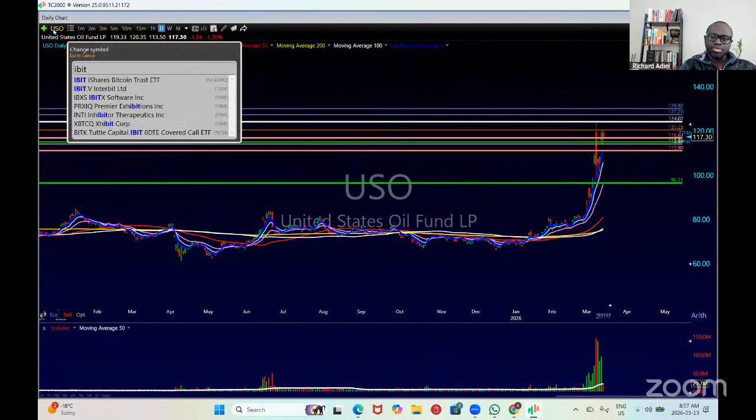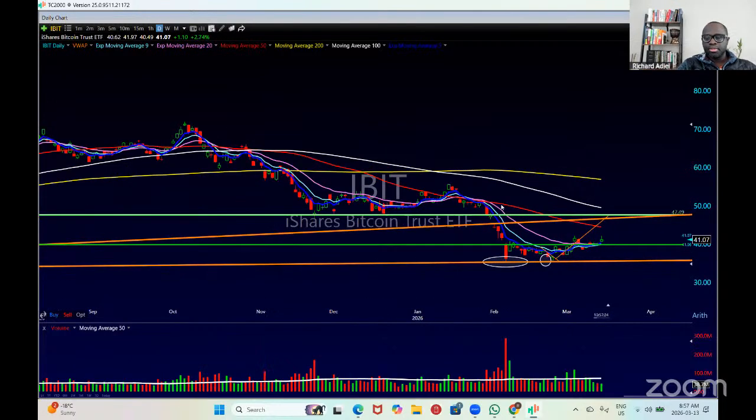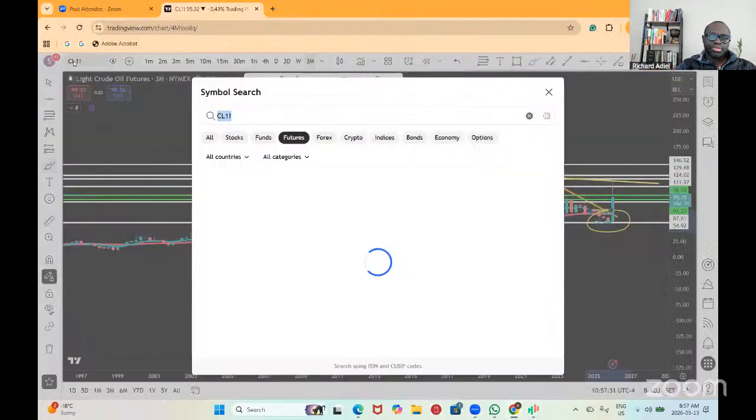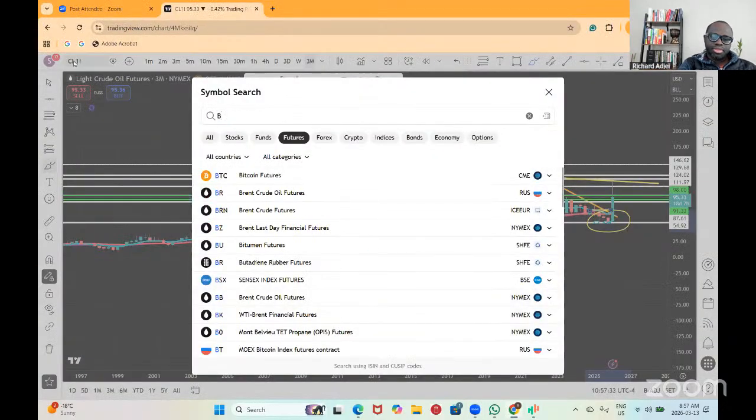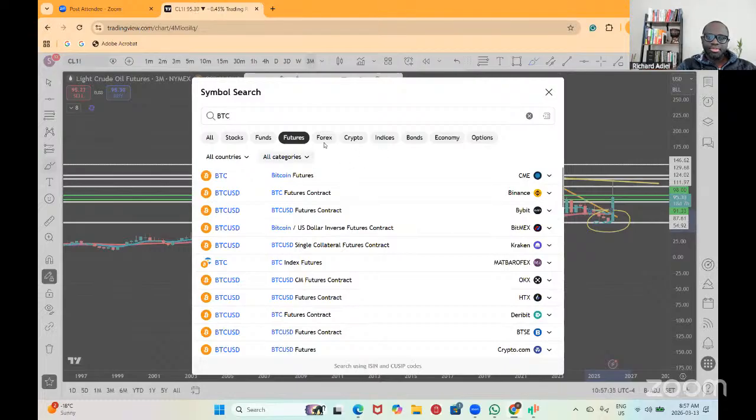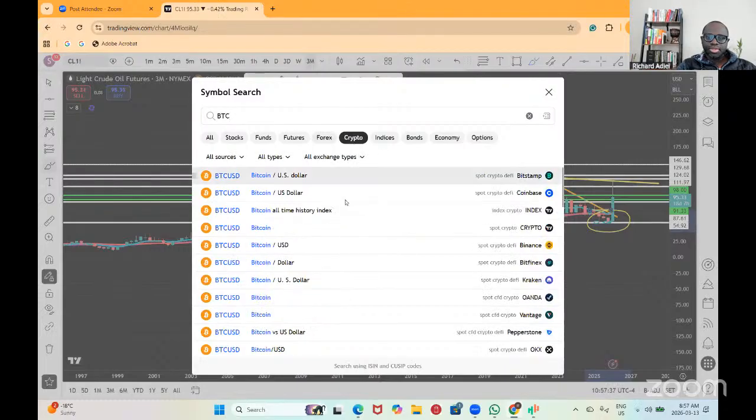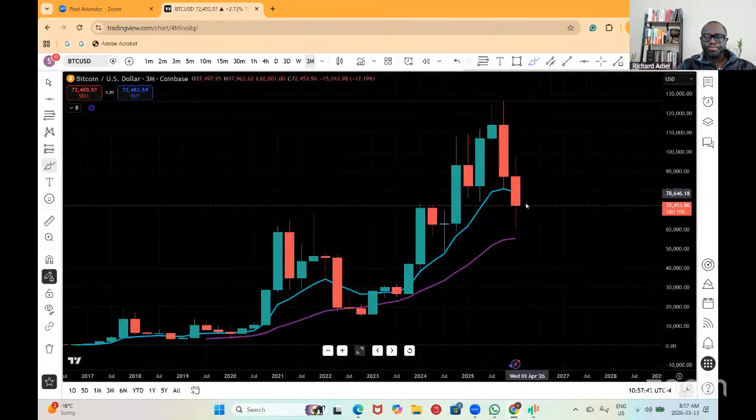What happened to Bitcoin? IBIT, is it also down? Bitcoin is showing strength, like really, really showing strength. So let's check Bitcoin, the real Bitcoin here. Bitcoin is really showing relative strength. Where is it? This one.